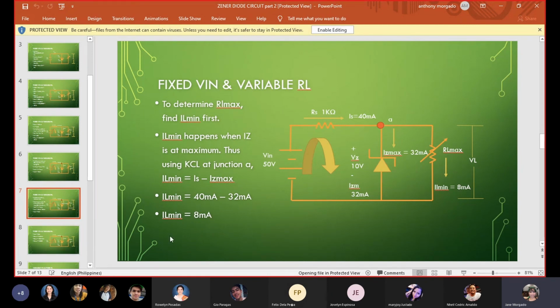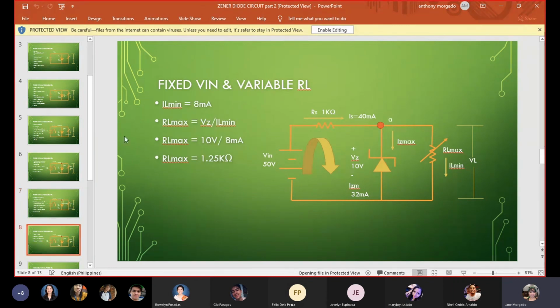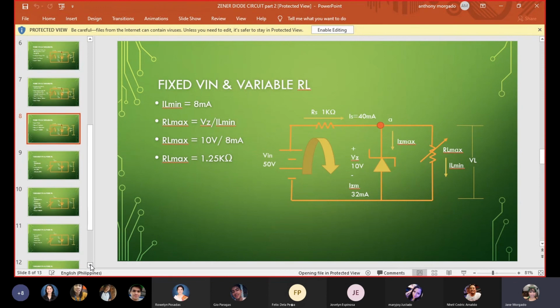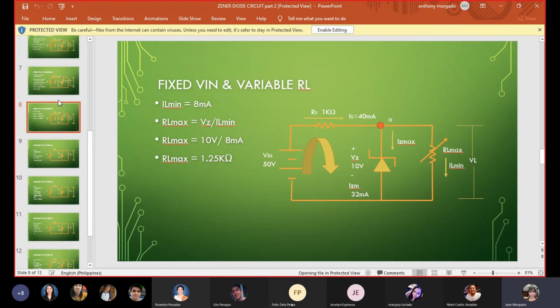So with IL min equal to 8 milliampere, anong kasunod? Paano natin malalaman si RL? Anong formula gagamitin natin? Meron kang voltage, meron kang current. How are we going to determine the resistance? Voltage divided by current. Anong tawag natin sa formulang yon? Ohm's law. Okay, so we'll use Ohm's law. Napakagamit na gamit ni Ohm's law. Basic pero gamit na gamit. Talagang you should never forget the basic.